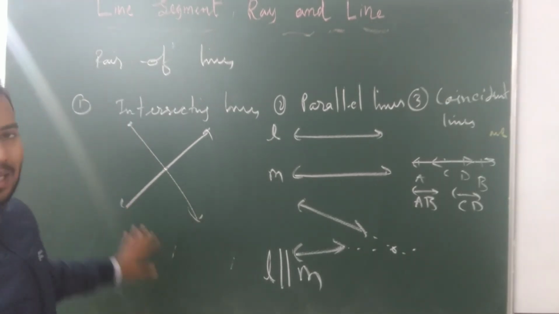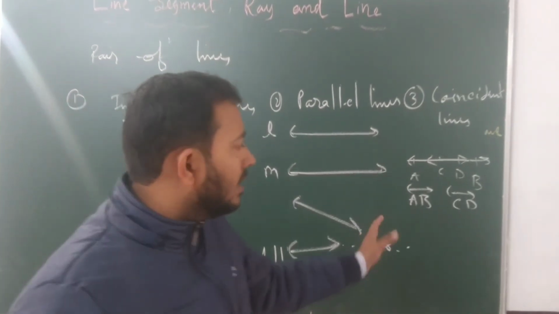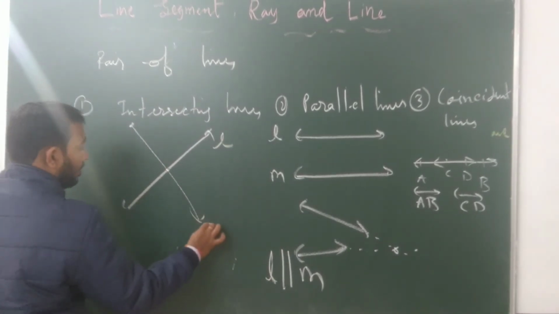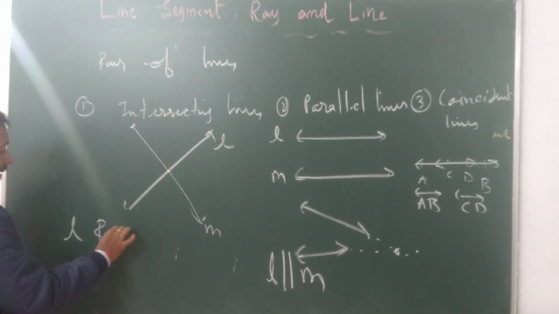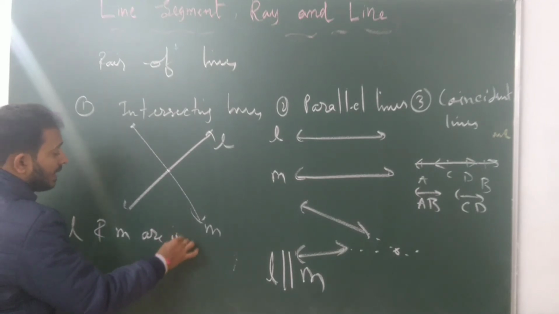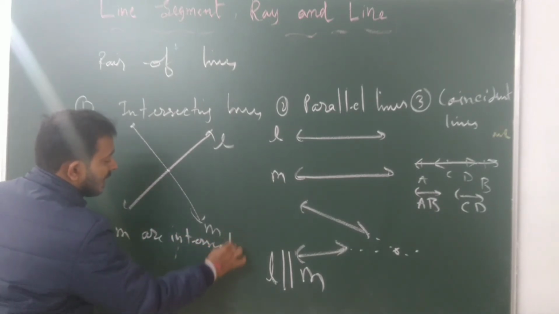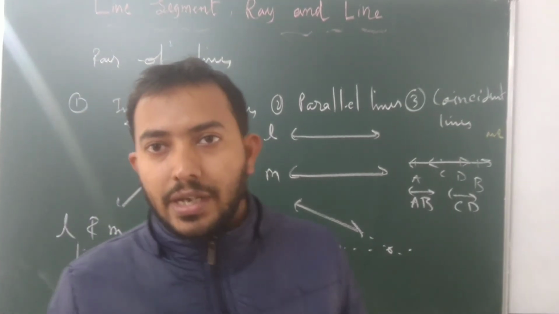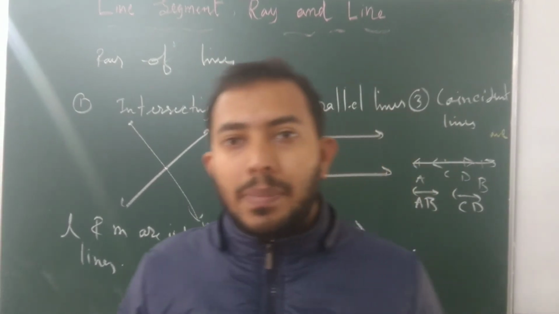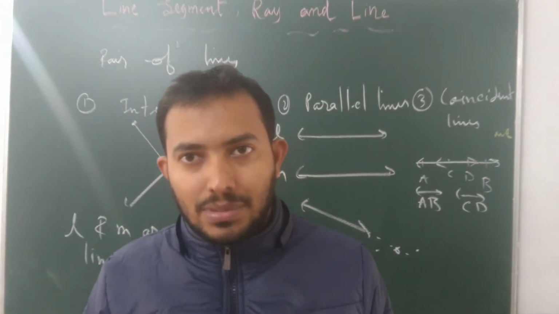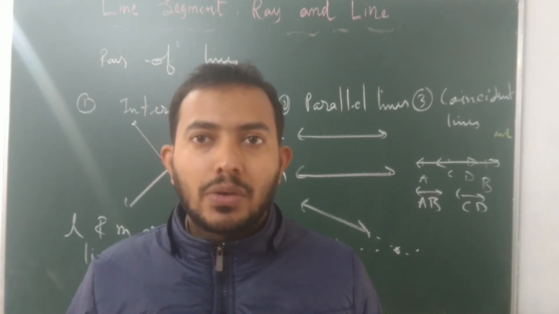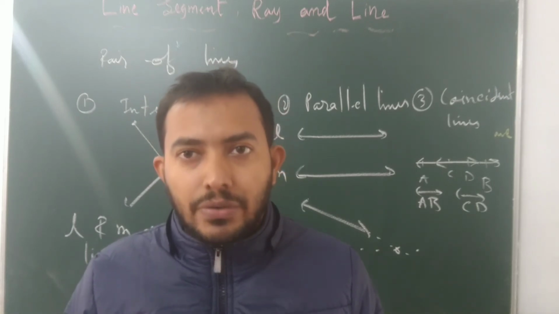We don't have any symbol for intersecting lines and coincident lines. Simply we will take L, M and say that L and M are intersecting lines. So these three pairs of lines we have in our syllabus. We need to see all of this, and we have a few problems. We'll go with the next video. Thank you.